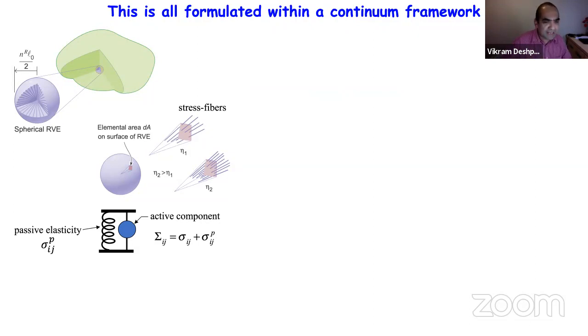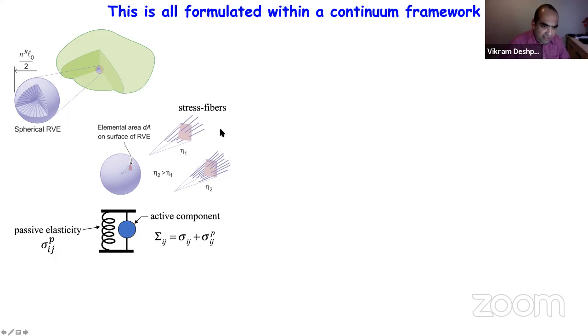I'm not going to go into any great detail about this, but we'll formulate all of this within the continuum formulation. So we will take a cell, we'll define some kind of an RV, do some homogenization. We'll have to say that stress fibers, or these fibers, can exist at any orientation and at some kind of concentration inside these cells. And that is the active component of the cell, and it's in parallel with the passive elasticity of the cell. So that's the main element.